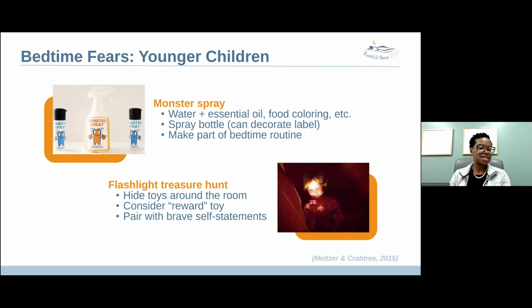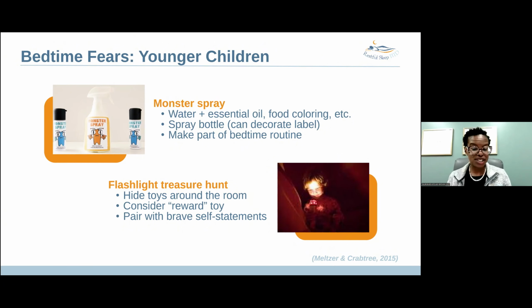Don't complicate it, right? Just pour water, maybe some lavender or something, mix it in a spray bottle and have them engage in that practice. Let's spray the closet, let's spray under the bed. We've gotten rid of all the monsters, right? So that's just something to help.